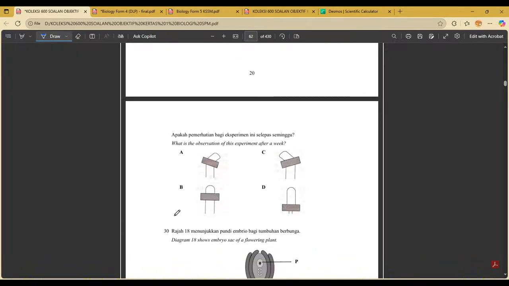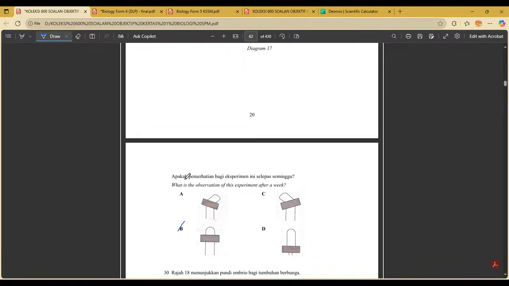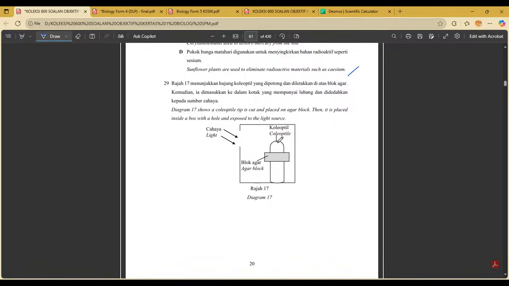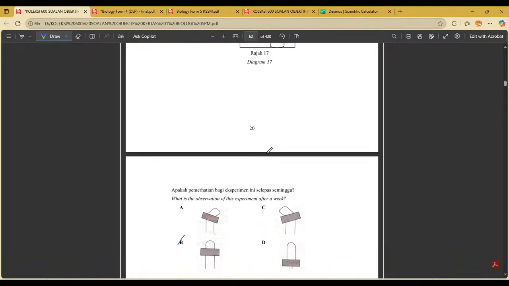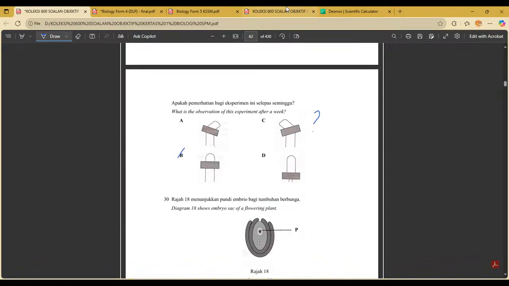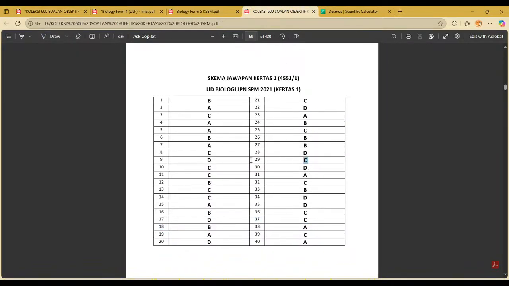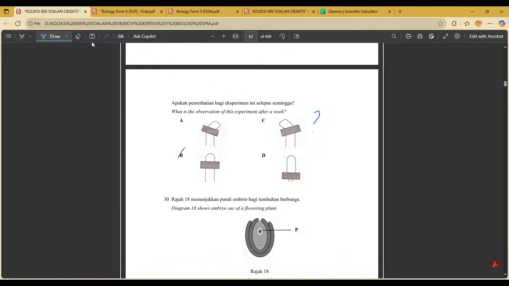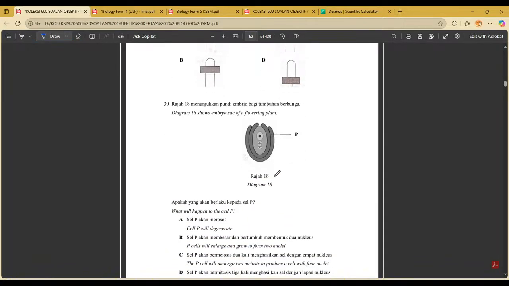I would assume it's B because the auxins have already moved into the agar block. And then maybe it's C, I don't know. 29. C. Oh, it's moved. Okay. Auxin is attracted by light. Yep.